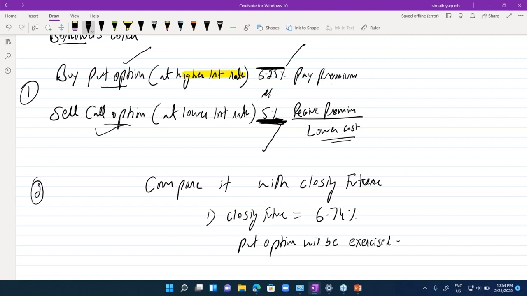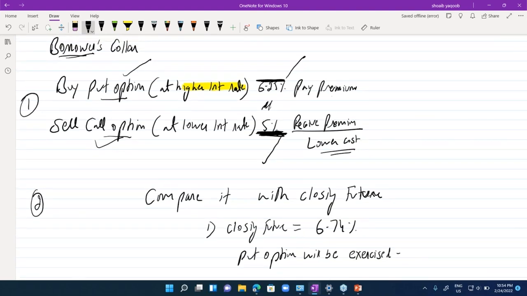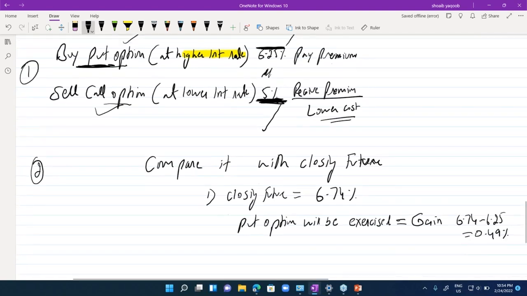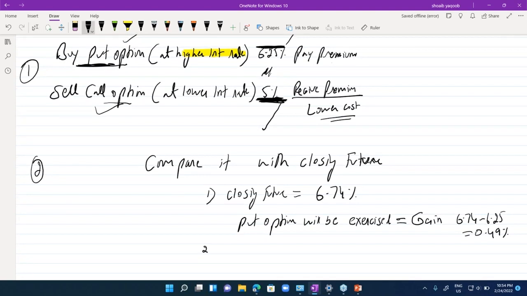And who has the put option? We are the borrower. We have the put option. Guys, if we have the put option, we will only exercise if we are getting the gain. If we are getting the gain, 6.74 minus 6.25. So gain will be 0.49%.